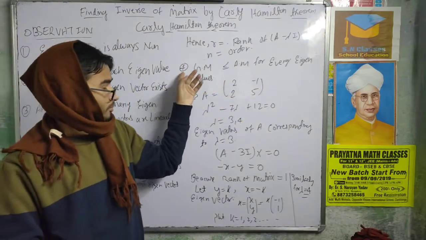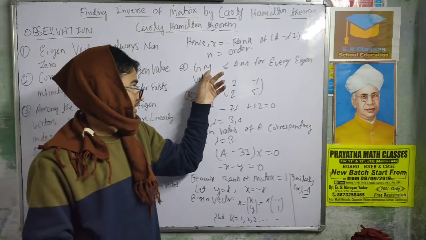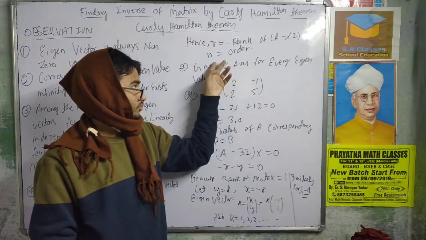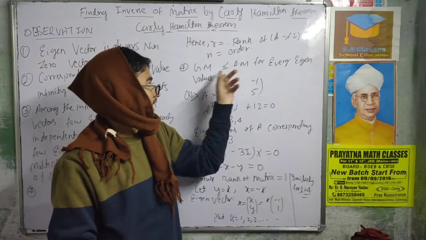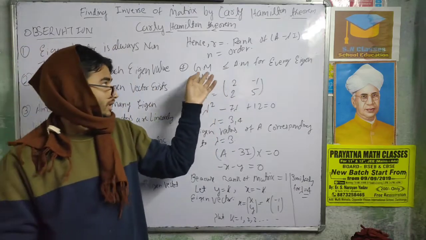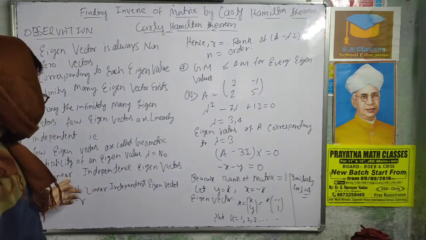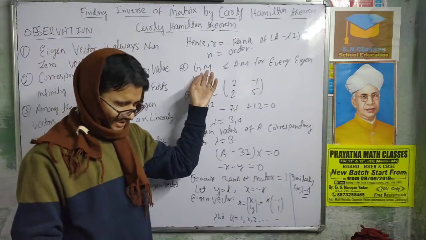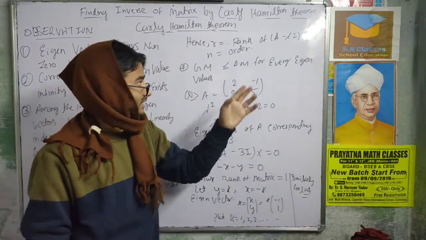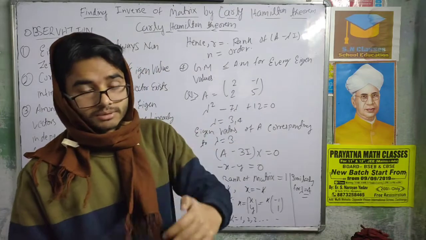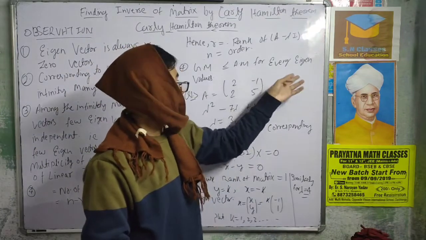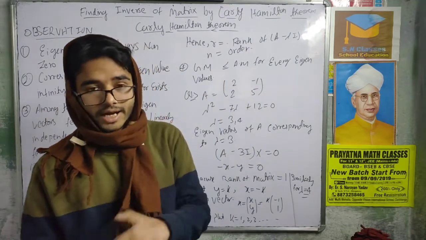Based upon that, property number 4: the geometric multiplicity of the eigenvalue is less than or equal to the algebraic multiplicity for every eigenvalue.